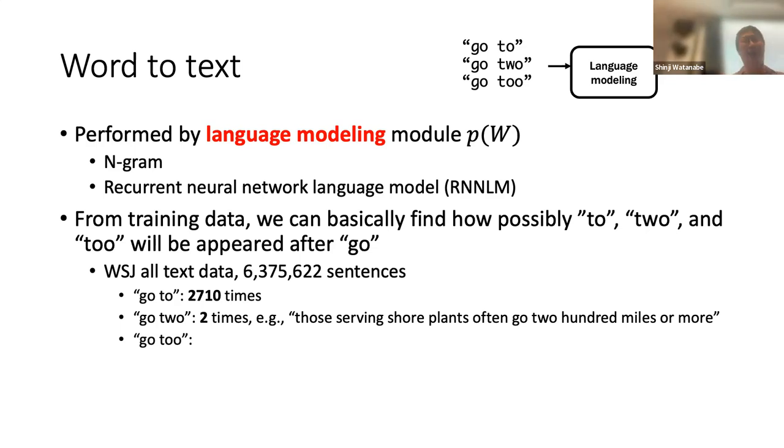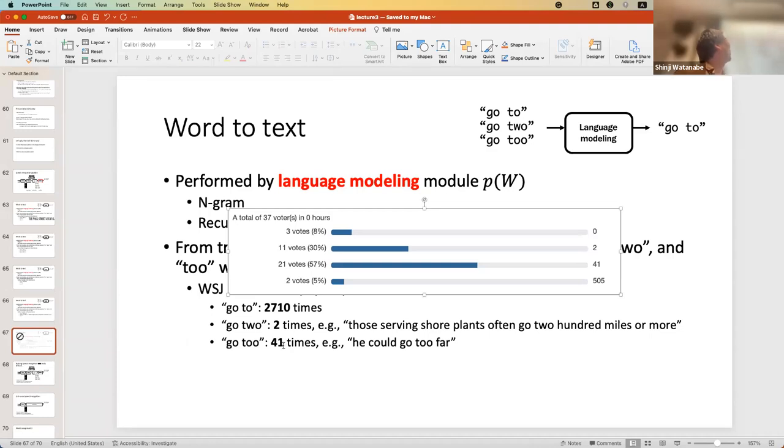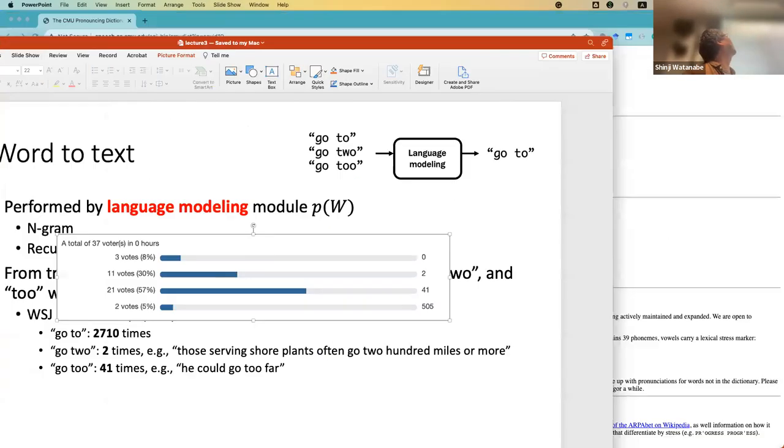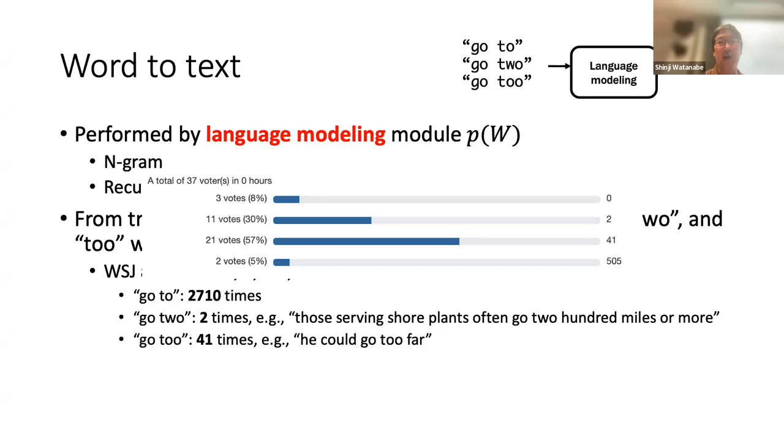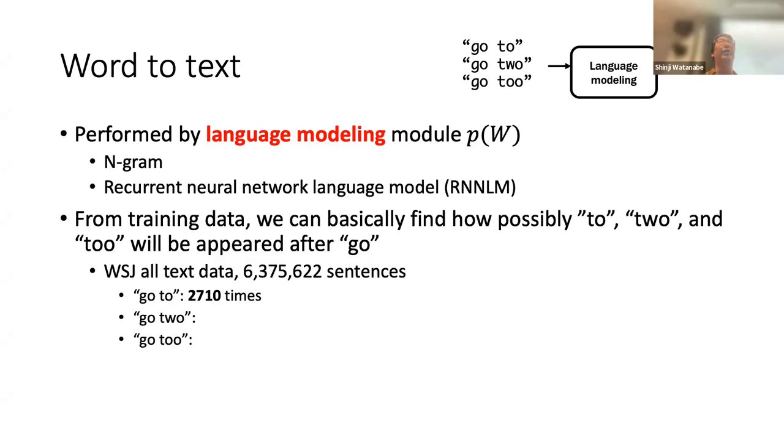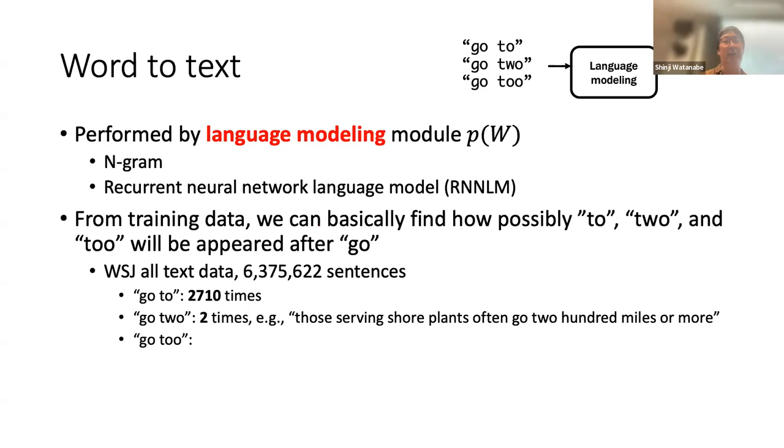So this is the difficulty of the language model. It's actually 41 times this appeared. And in most of the cases, go too far, this phrase appeared mostly. And again, previously it was zero, but if we have more patterns, more samples, we actually have at least not zero probability. So this means that we have to provide some probability, not just taking the most likely one, but at least providing some probability. Otherwise, the sentence does not appear.